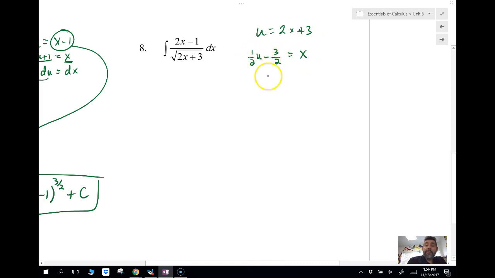The derivative of 1/2 u is 1/2 du, and that derivative is 0. Derivative of x is dx. And then I'm going to make all my substitutions.